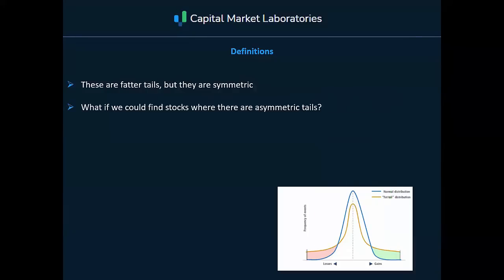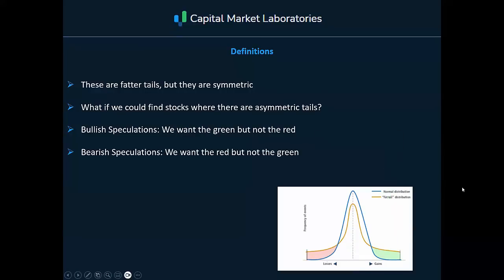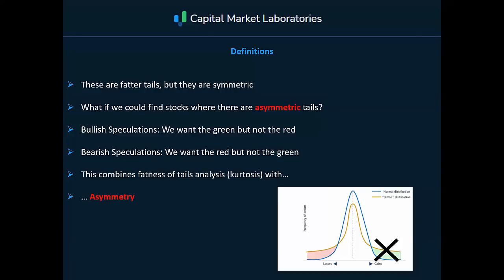What if we could find stocks where there were asymmetric tails? So for example, for a bullish speculation, we would want the green, but not the red. We'd want this, but we wouldn't want this. We'd want an asymmetry. We'd want the upside to be greater than the downside. Or in a bearish speculation, we would want the red, but not the green. We'd want this, but not this, where the downside is greater than the upside. That would be an asymmetry. So this combines the fatness of tails analysis, kurtosis, with asymmetry. Asymmetric tails.